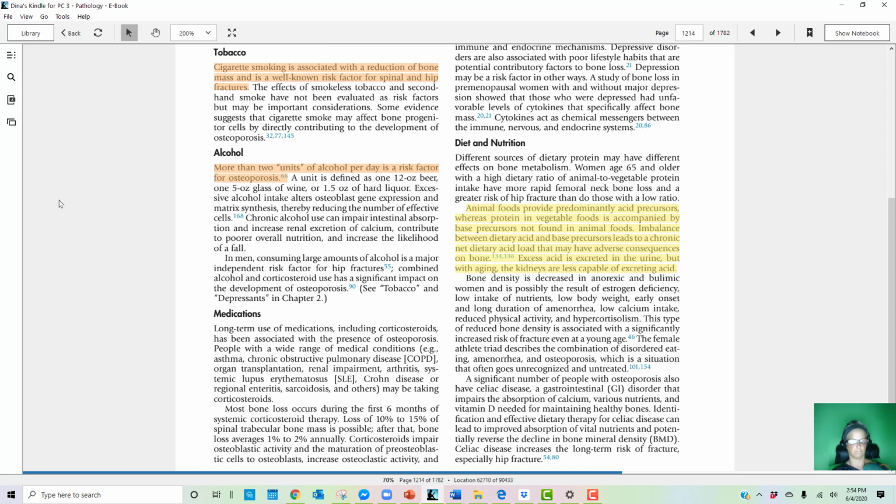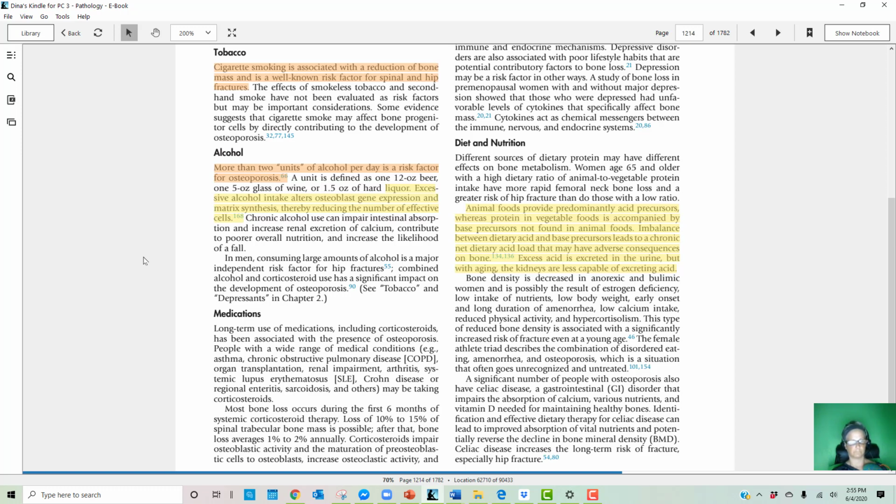Alcohol. More than 2 units of alcohol per day is a risk factor for osteoporosis. A unit is defined as 12 oz beer, 5 oz glass of wine, or 1.5 ounces of hard liquor. Excessive alcohol intake alters osteoblast gene expression and matrix synthesis, thereby reducing the number of effective cells. Chronic alcohol use can impair intestinal absorption and increase renal excretion of calcium, contribute to poorer overall nutrition, and increase the likelihood of a fall.